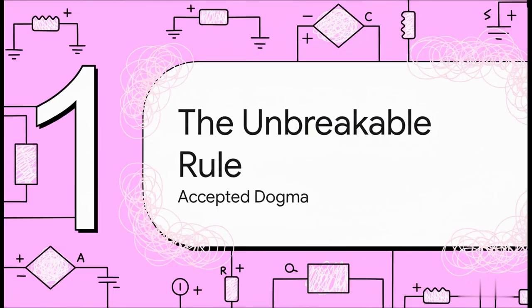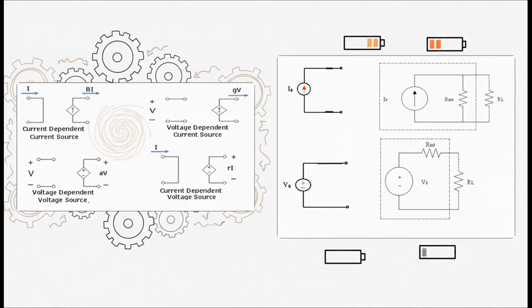Okay, so first things first, let's lay out the established rule, the dogma, really. For decades, pretty much every textbook and every professor has drilled the exact same thing into students' heads when it comes to one particular component, the dependent source. So just a quick refresher, circuits have two main kinds of sources. You've got your independent sources, like a battery. It just has a fixed value, that's it.